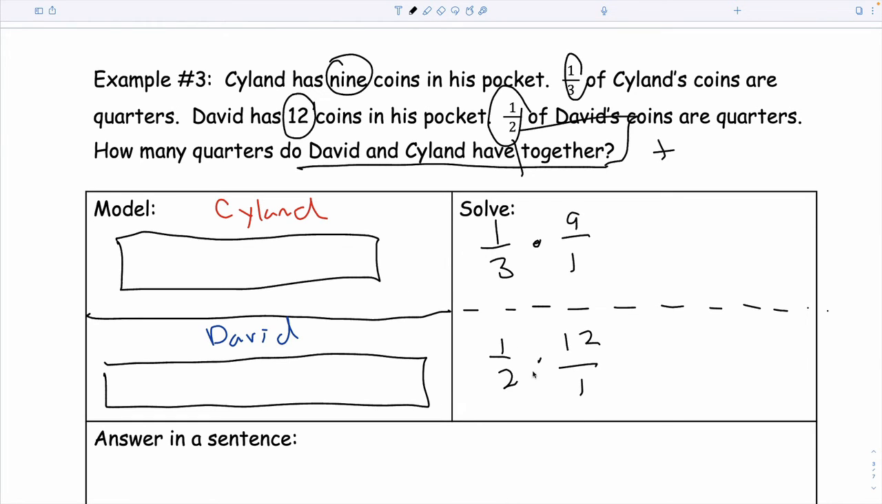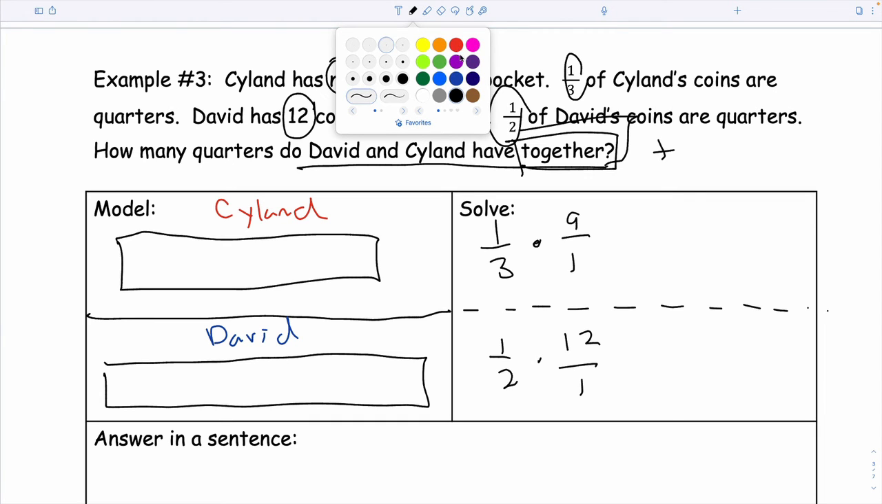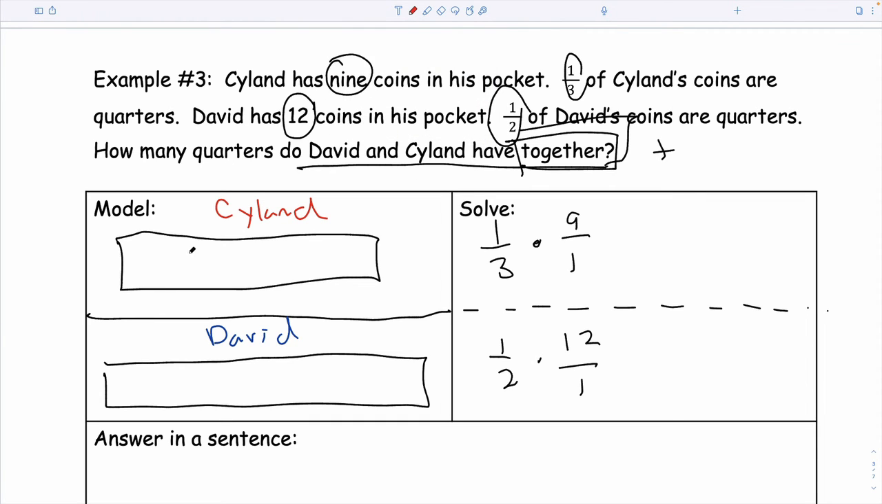We're going to solve and figure out how many quarters they have. Then we have to deal with how many they have together, and go back to what Charlotte told us. How many times do I break apart this model to show 1/3, Baron? Okay, and do I fill up 1 or 2 sections? If there were 9 coins in total, how much is each section, Baron? 9 divided by 3 is 3. Okay, so you have 3, then 6, and then 9.